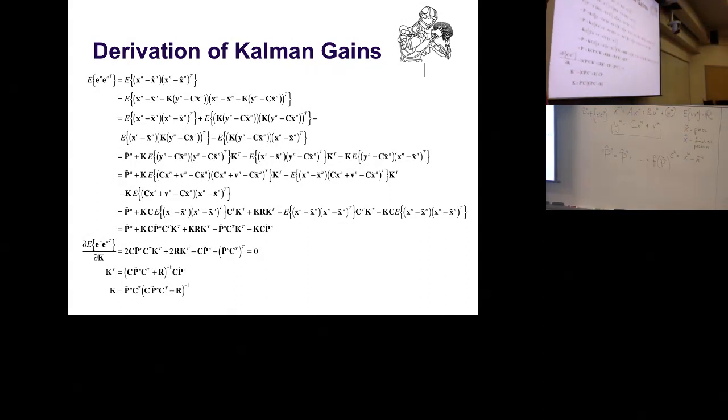And that looks identical to what we had as the gain calculation in LQR. So that is the Kalman gain, depending on the prior covariance matrix and model parameters.